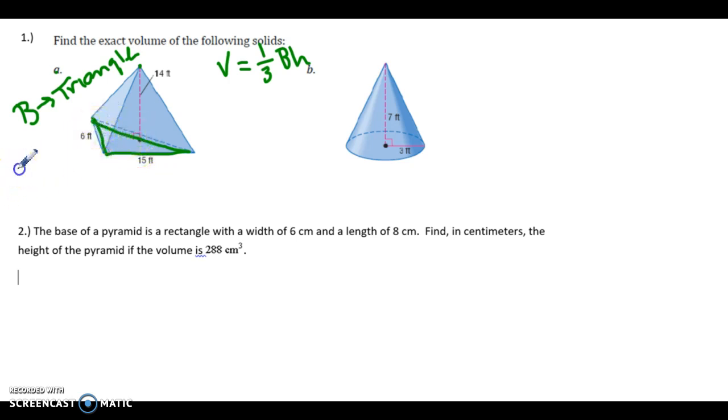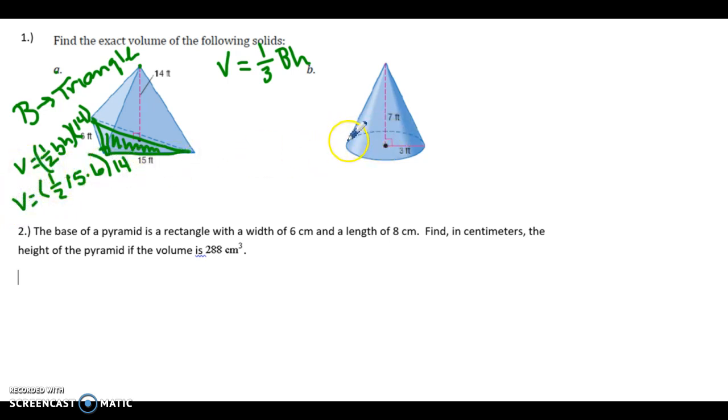So for this example, I'm going to do volume equals 1/2, area of a triangle is 1/2 base times height, and then times height of the whole pyramid, which is 14. And so I'm going to plug in 1/2, and it's showing you that there's a right angle right here, so you can use 15 as your base and 6 as your height for the base triangle. Okay, so there's my base triangle. So I'm going to do 1/2 of 15 times 6 times the height of the whole thing, which is 14, to get my volume. And you can go ahead and plug that in.